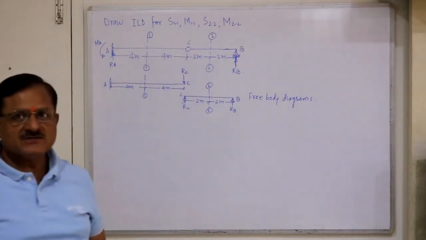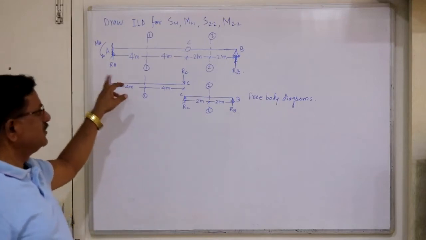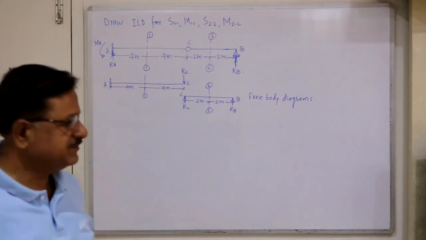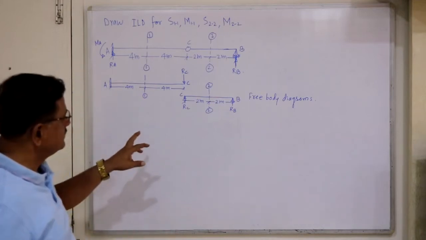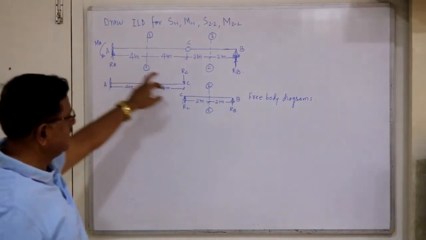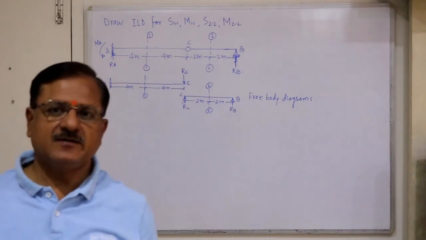So last time we have seen the influence line diagrams for reactions at support A and B. Now let's continue the same problem. So we have constructed ILD for RA, ILD for MA and ILD for RB. Now the given beam is a compound beam.